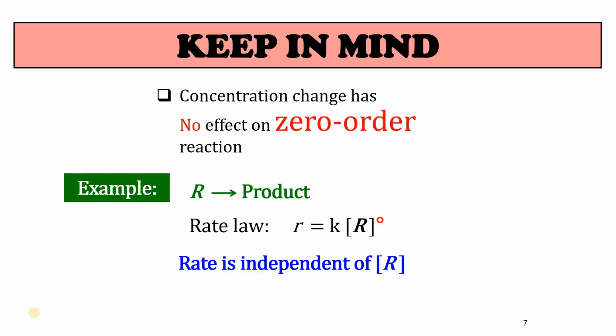Keep in mind, concentration change has no effect on a zero order reaction. R produces product. From the rate law, rate = k[R]^0. Rate is independent of the concentration of R.